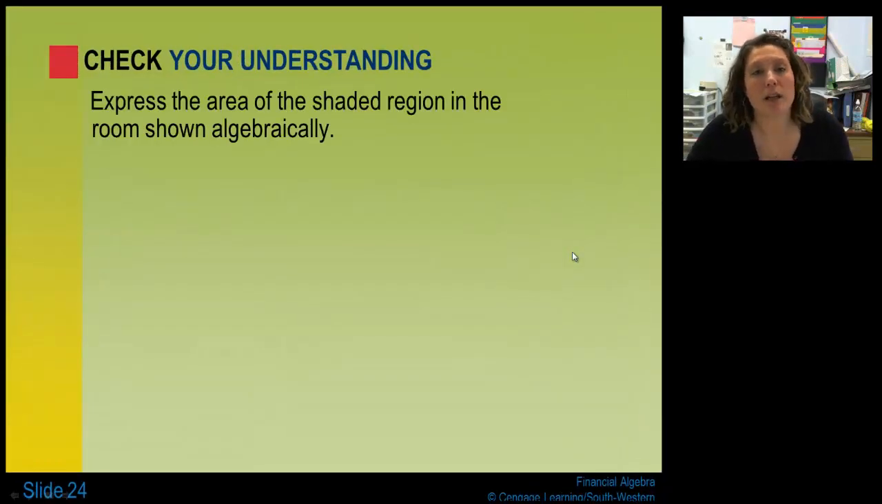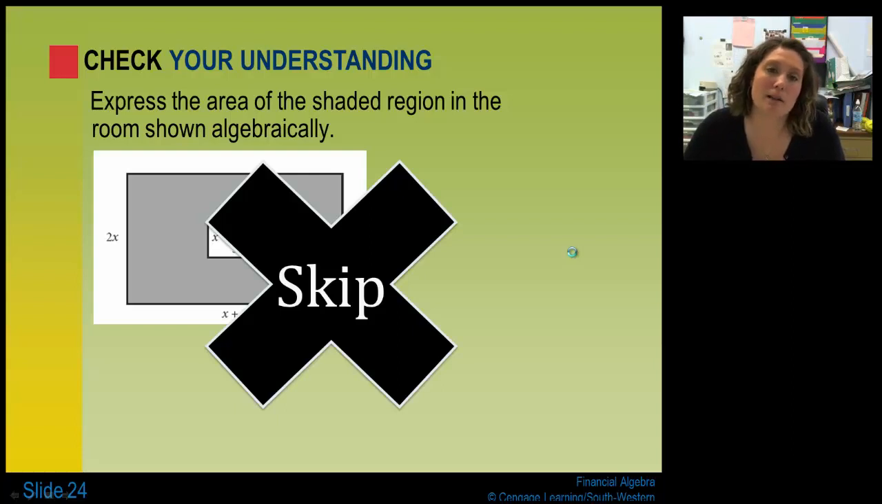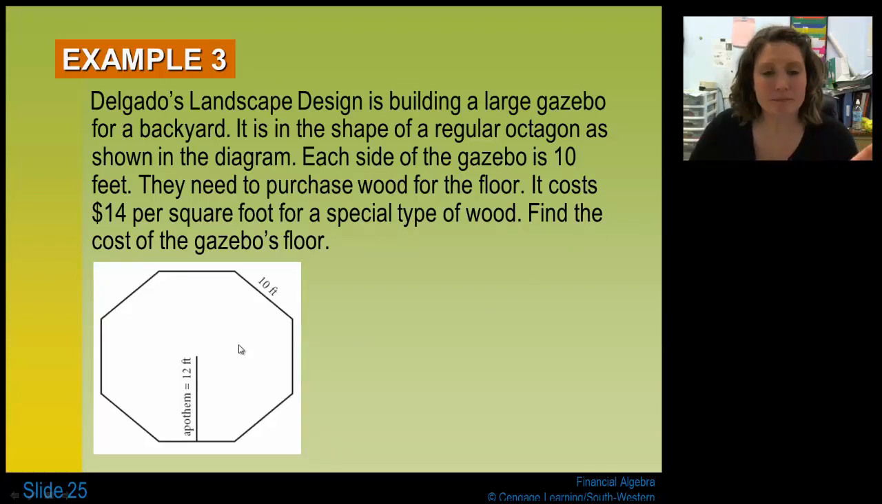For check your understanding, express the area of this. We're going to actually go ahead and skip that. For example 3, this is the, excuse me, the apothem question. So we have a polygon here. We have an 8-sided figure, which is an octagon.